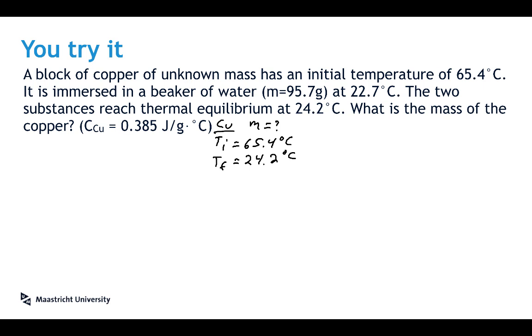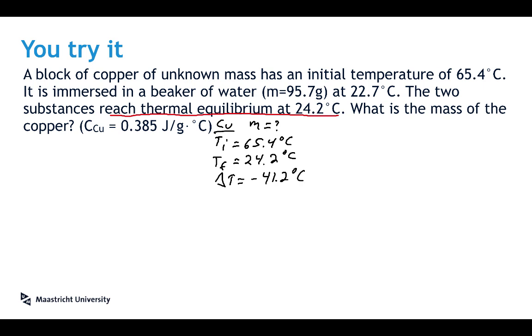And the reason for that is we're told that the water and the copper reach a thermal equilibrium at 24.2 Celsius. So when we have two things in contact with each other like that, and they reach a thermal equilibrium, it means that their temperature will become the exact same thing. So the copper went from a 65.4 degrees temperature to a 24.2 degree temperature, and that gives me a delta T for the copper of minus 41.2 since it went down.